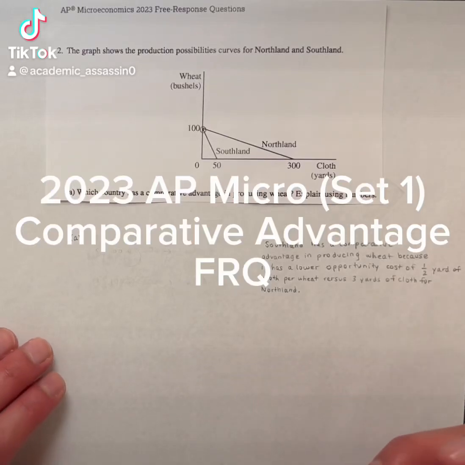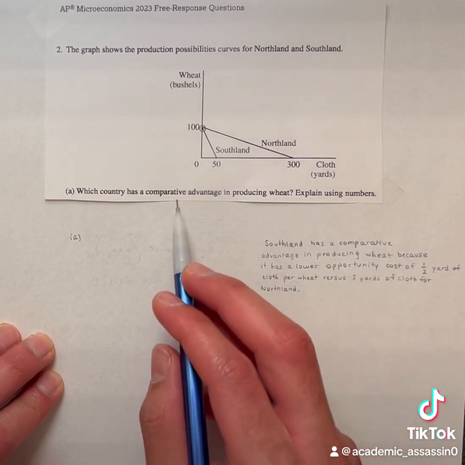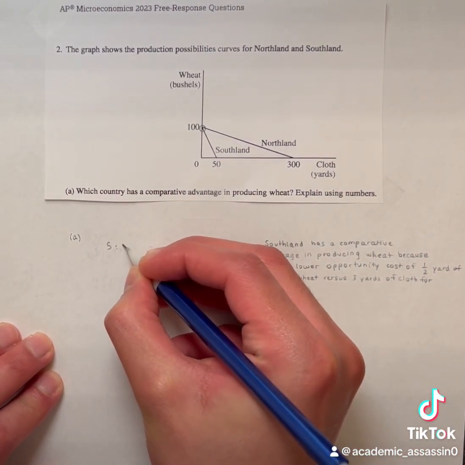2023 AP Microeconomics Comparative Advantage FRQ. So in this first part, we're asked about which country has a comparative advantage in producing wheat. So based on the graph, we'll just set up our numbers.